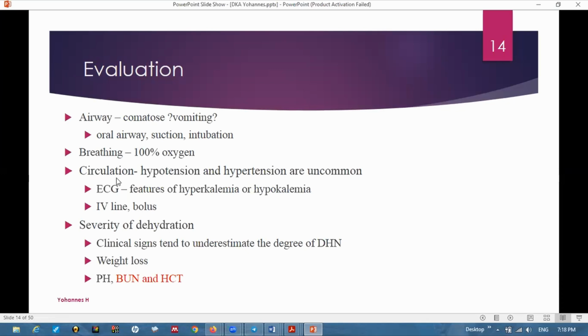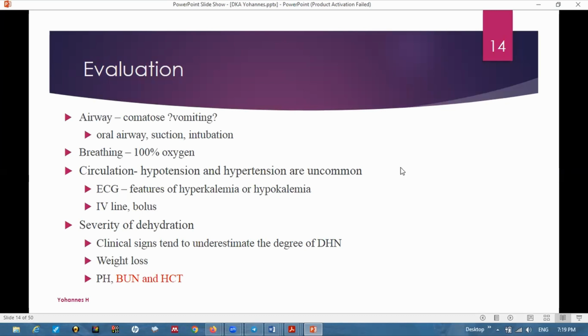We should also check the circulation. Most of the time, the patients can be in hypotension, or sometimes if they develop cerebral edema, they can have hypertension. But shock is not common in DKA for 2 reasons. One, because of the release of counter-regulatory hormones like epinephrine, norepinephrine. So there will be vasoconstriction and an increment in blood pressure in DKA.